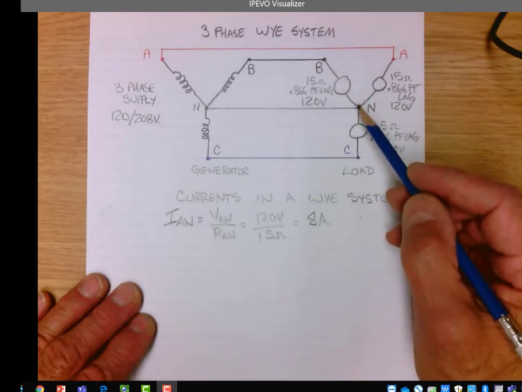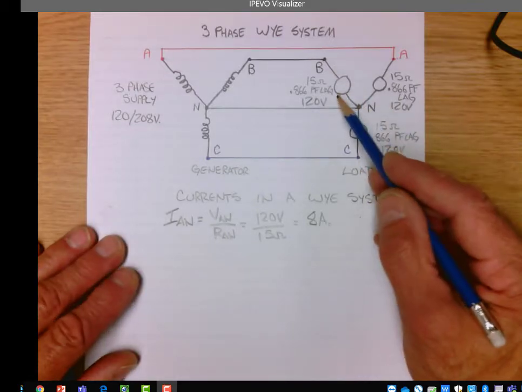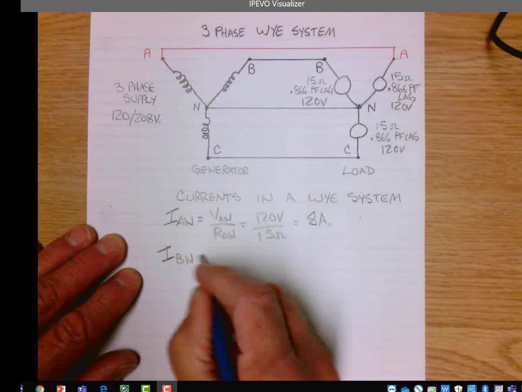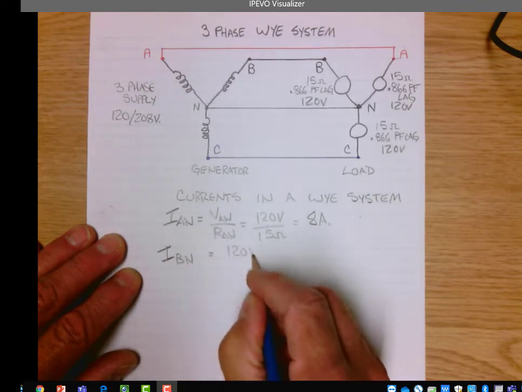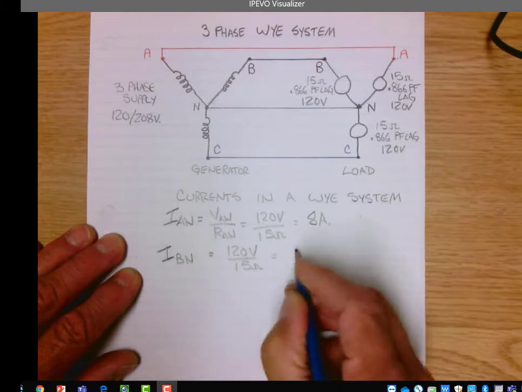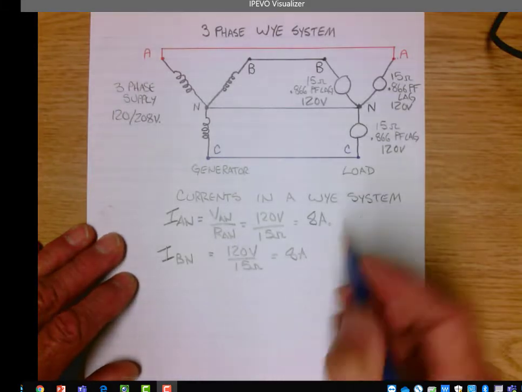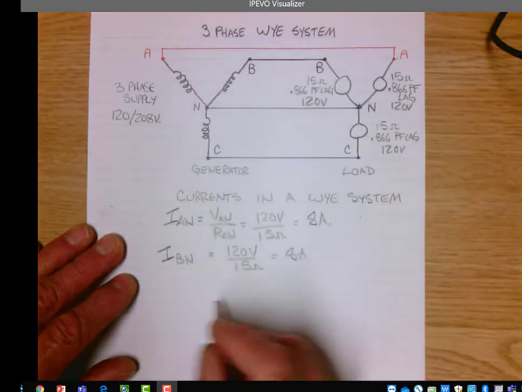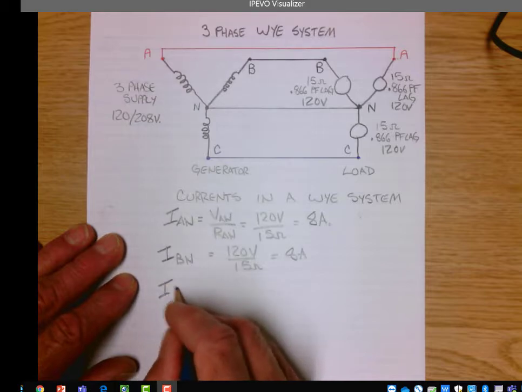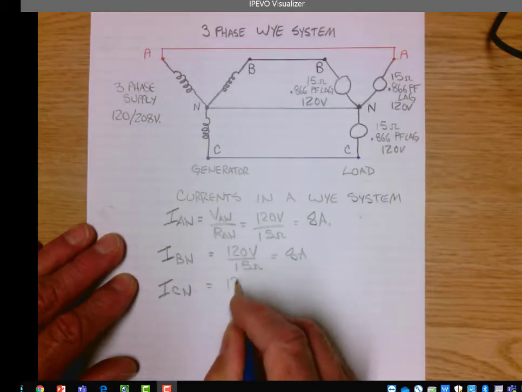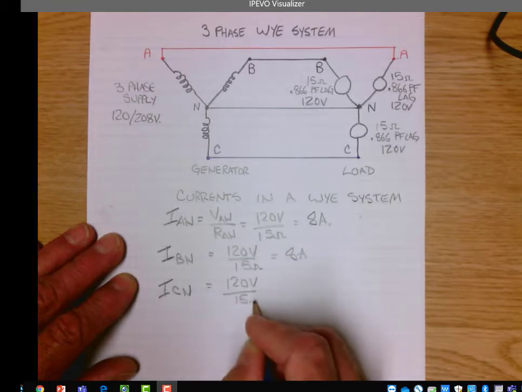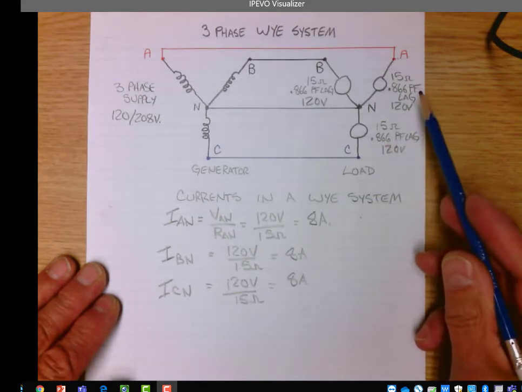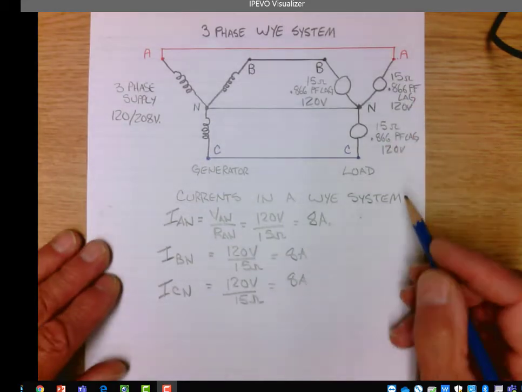In phase B to N, we have the same voltage and the same impedance, so we'll have the same current. IB to N will equal 120 volts divided by 15 ohms, which is 8 amps. Phase C to N is 120 volts and 15 ohms as well. So the current for C to N is 120 volts divided by 15 ohms. Again, 8 amps. So our three phase currents are each 8 amps.